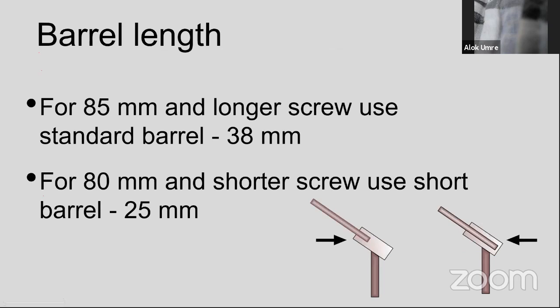If it is 85 millimeters or longer, use the standard barrel. If it is 80 millimeters or shorter, use the shorter one. For 80 millimeters or shorter, use the short barrel, which is 25 millimeters. It is 13 millimeters shorter, so it will provide that required 25 millimeter sliding.